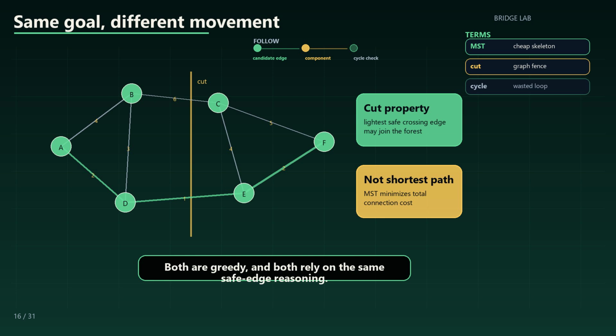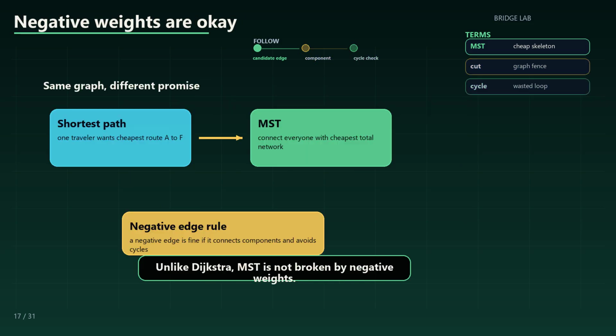Before accepting the edge, check the component colors. Same color means cycle, different colors means progress. Every accepted edge should feel like a small proof, not a lucky bargain.